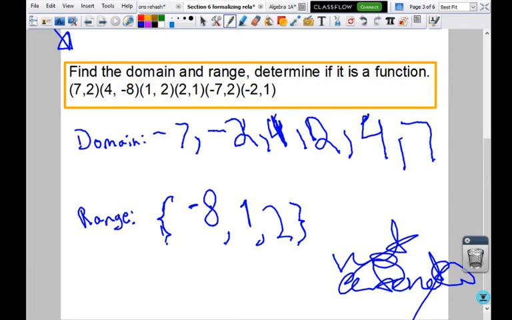Alright, and then our last one, Dylan. Tell me, is it a function, yes or no?